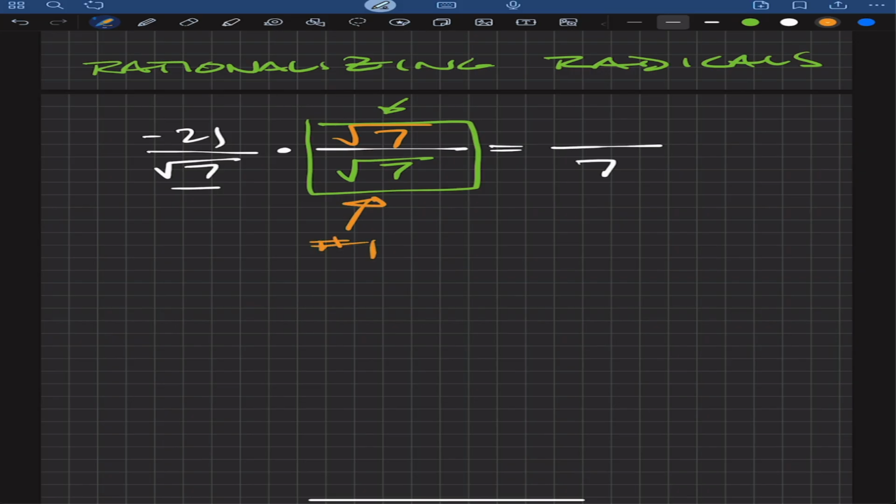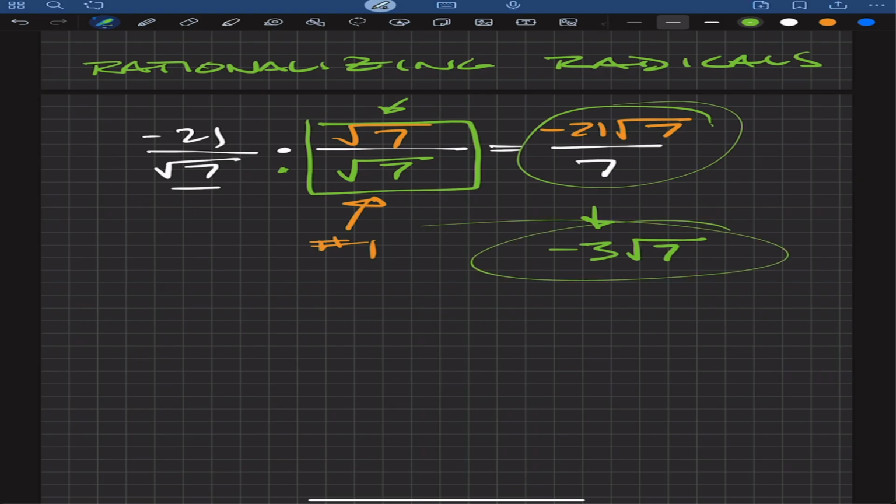It doesn't look like the number 1, but that version of the number 1 will allow me to change what that negative 21 over square root of 7 looks like. So negative 21 times the square root of 7, and then square root of 7 times the square root of 7 equals 7. That's my answer-ish. I can simplify that answer because negative 21 and 7 are both divisible by 7, or in other words, you can think of negative 21 divided by 7, and the final, most simplified version of the number is negative 3 divided by 7. Okay? So that's rationalizing the radical.